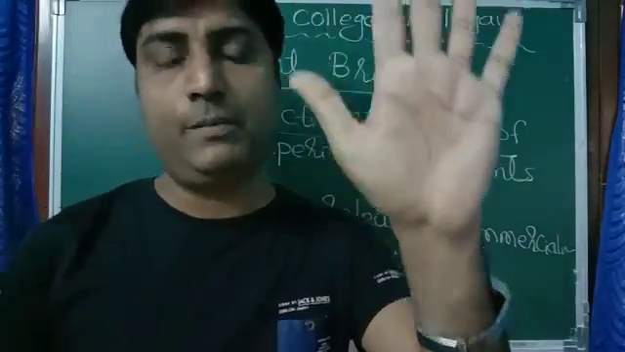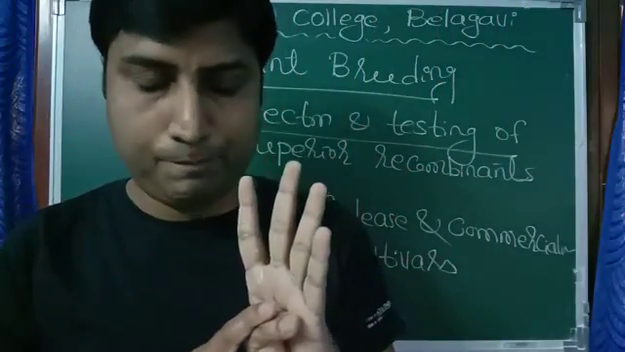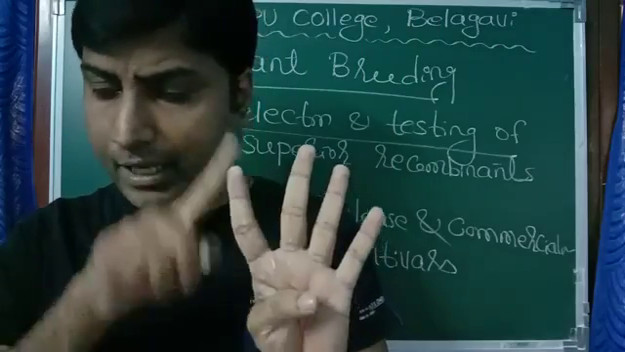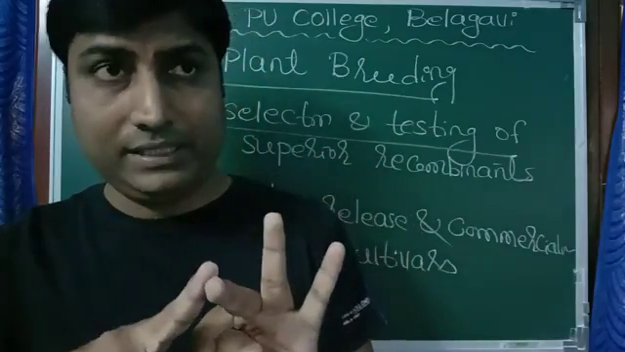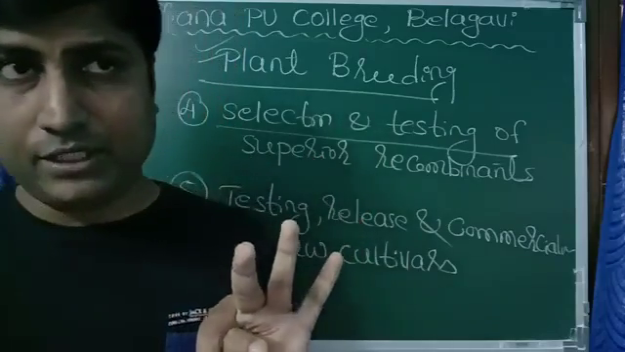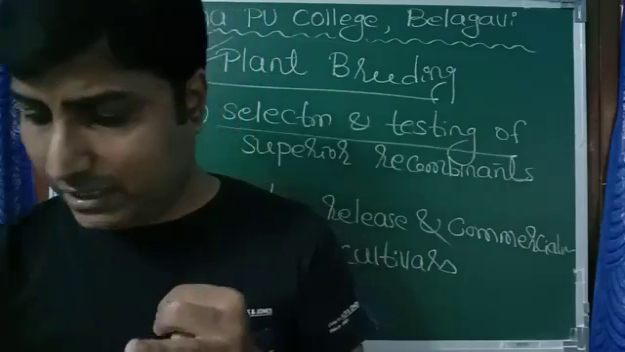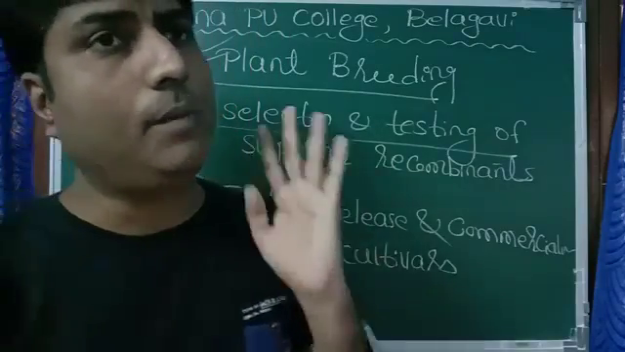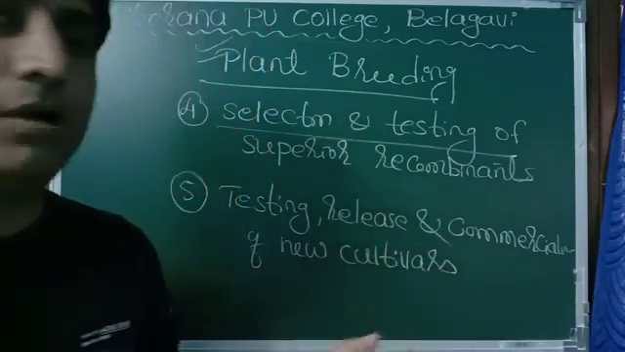I repeat the steps one by one. Point number 1, collection of variability. Point number 2, evaluation and selection of parents. Point number 3, cross hybridization among selected parents. Fourth one, selection and testing of superior recombinants. And the last one, testing, release, and commercialization of new cultivars.